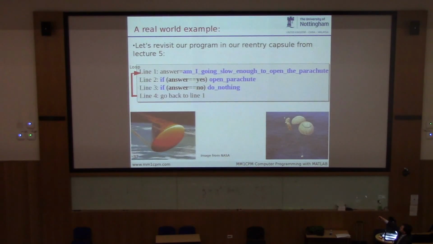If answer equals no, do nothing. Line 4, go back to line 1. So here we've got two decision statements. If something happens, then do something. If something else doesn't happen, do something. So if answer equals yes, open the parachute; if answer equals no, do nothing. These are if statements. So this whole rest of the lecture is about if statements in MATLAB.